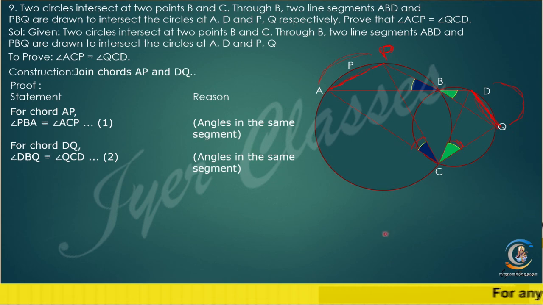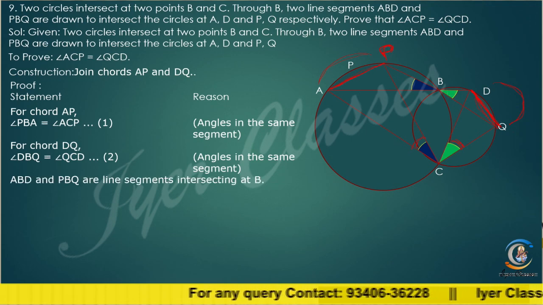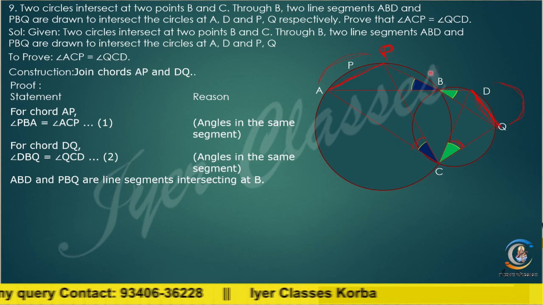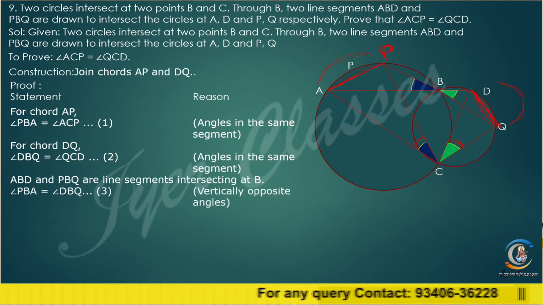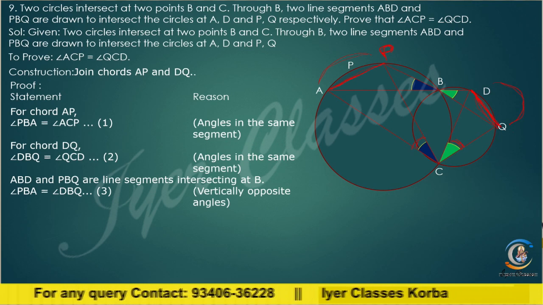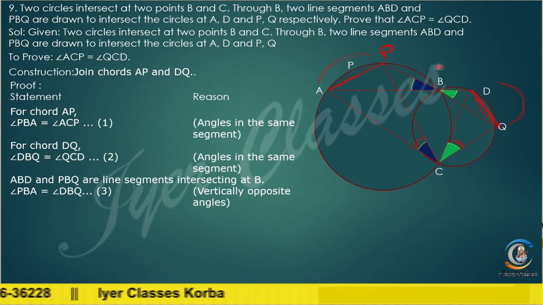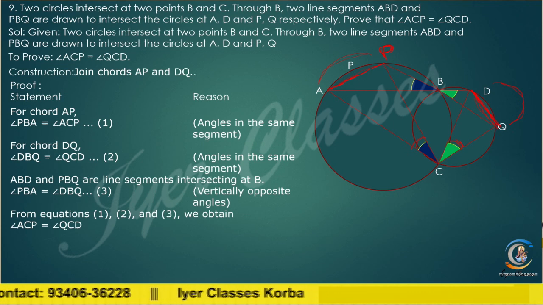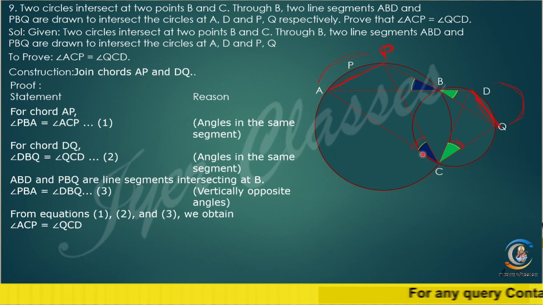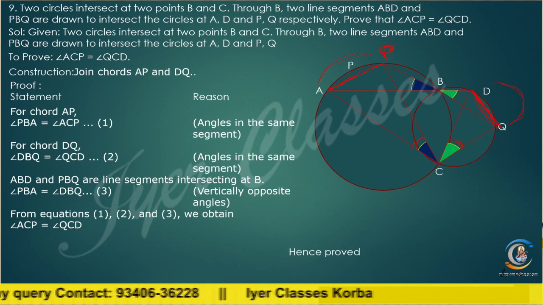Now look at the figure carefully. Can you find some vertically opposite angles which are equal? Yes, these two, this dark blue and this green angle, both are vertically opposite angles, and you all know very well that vertically opposite angles are equal, right? So since these two vertically opposite angles are equal, from equations 1, 2 and 3, we have got this angle ACP, that is this dark blue angle, and QCD, that is this green angle, should be equal to each other, and it is proved.